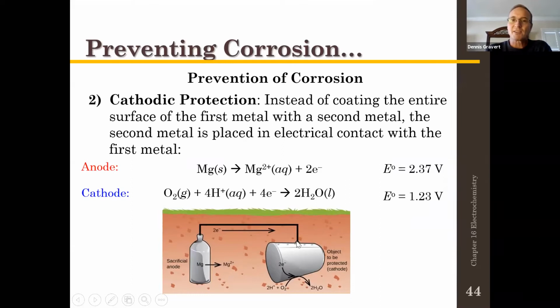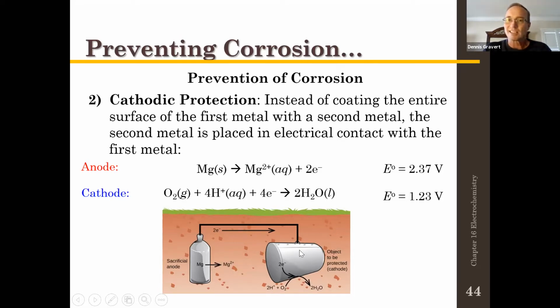The other idea is, instead of coating your iron container, like this water tank underground, or maybe a gasoline tank at a gas station, or a sewer tank, you can connect by a wire to some other metal that oxidizes more easily than iron. Go to the standard reduction table and choose something like magnesium. So you've got a big solid block of magnesium connected by a wire.